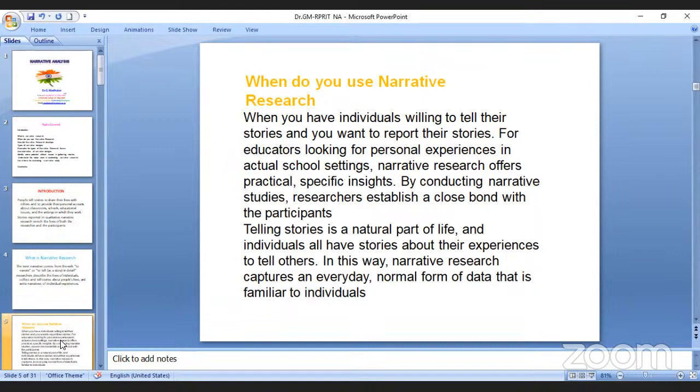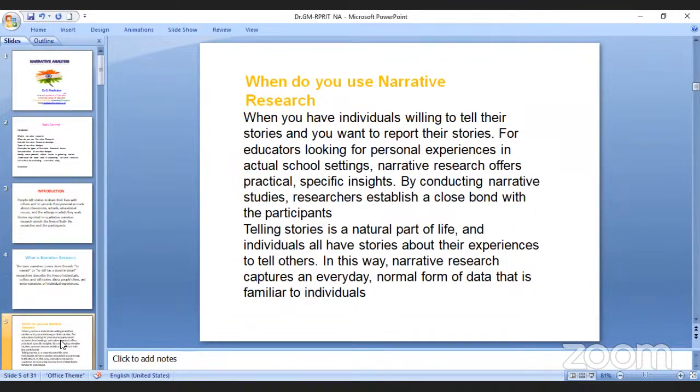Likewise, when do you use narrative research? When you have individuals willing to tell their stories and you want to report their stories. This is the first and foremost criterion to do narrative research. Without their willingness, you can't do this research.